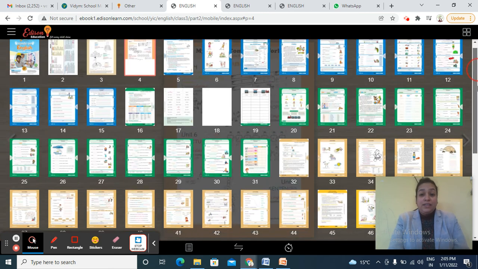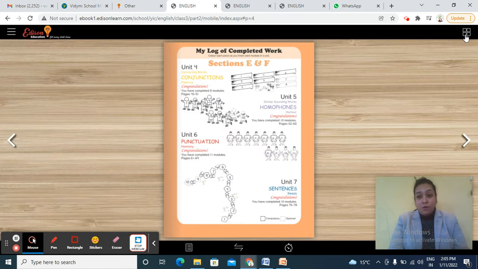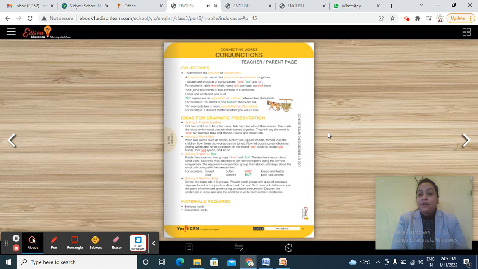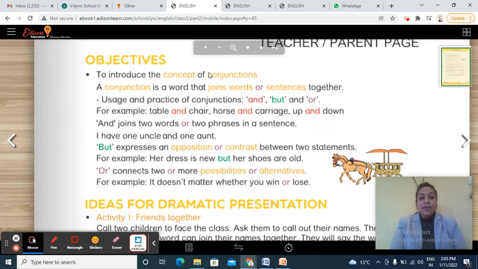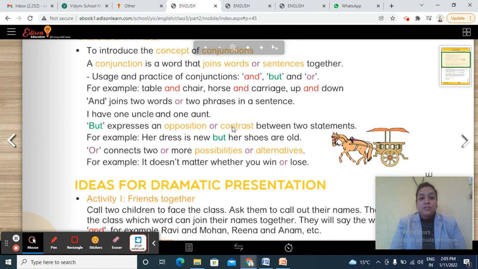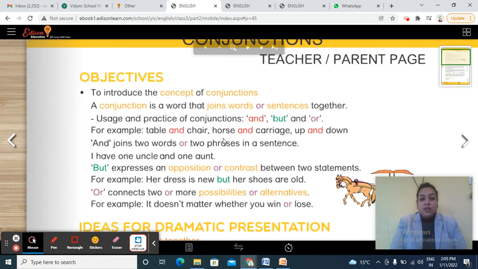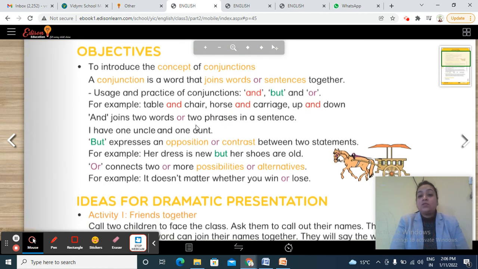Yes or no? Yes. So you have to take out your books. Page number 45. Everyone, please get ready with your books. Okay, so you can see the particular book on your screens as well. Page number 45. So, the introduction, we are going to learn about the concept conjunction.